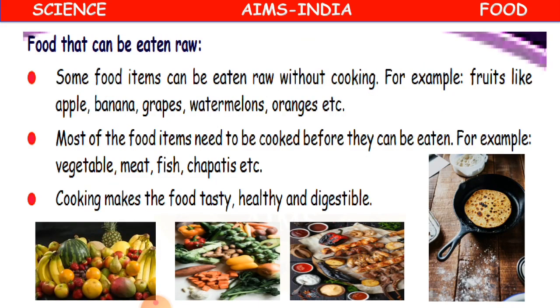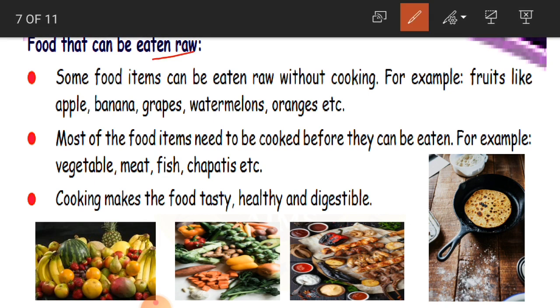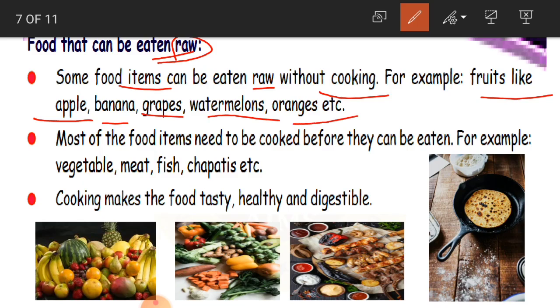Now, food that can be eaten raw. Which food can we consume as it is without cooking? That is known as raw. Okay, RAW, raw. Some food items can be eaten raw without cooking. Okay, children, some food items we can eat without cooking them. For example, fruits like apple, banana, grapes, watermelons, oranges, etc. Most of the fruits we do not cook, children. We eat them as it is.